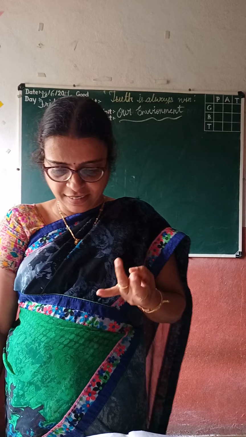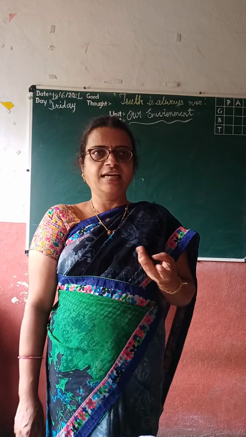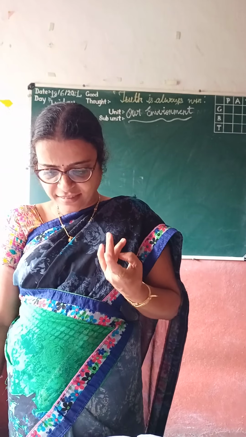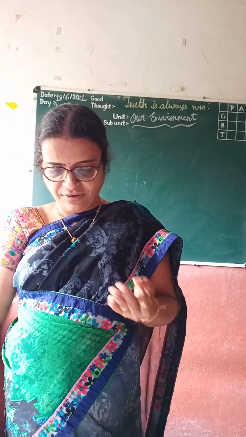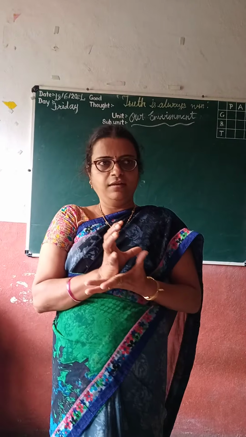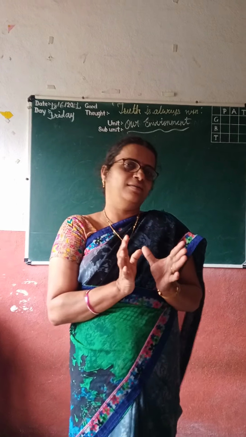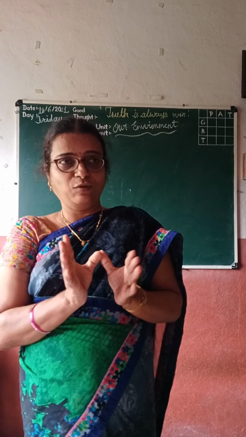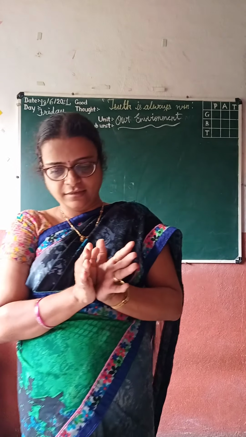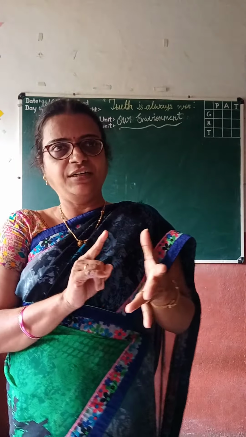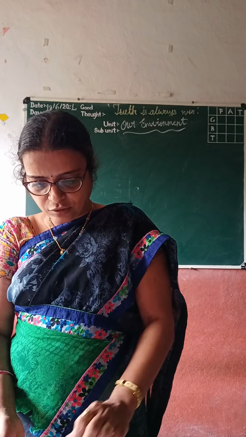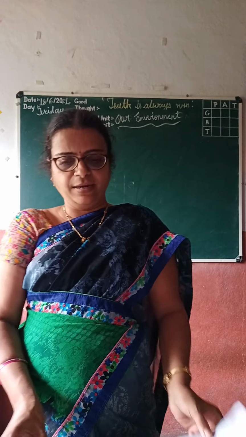Birds build their nests. Students, you have seen birds build their nests. They need cotton, twigs and threads. Twigs means काड्या. To build their nests, they get these things from the environment. When they build the nest, they use cotton, twigs and thread. So they get these things from the environment.